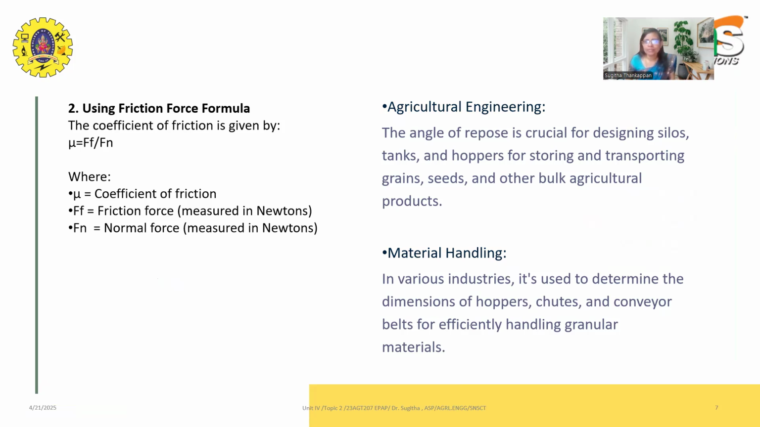What do you mean by silos? A silo is nothing but a setup to preserve fodder crops, tanks and hoppers for storing and transporting grain, seed or any bulk agricultural product, even flour, wheat flour or rice flour, any type of millet flour. In handling the material, that is post-harvest handling, it depends on the flowability. Already I explained the angle of repose is a measure of flowability, how easily the material is able to flow. So it is used to determine the dimension of hoppers in a rice mill or in any grinding mills.